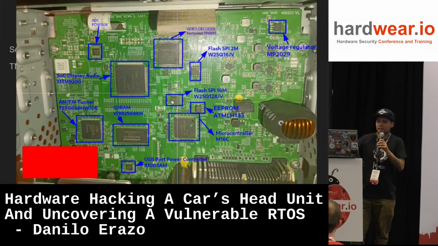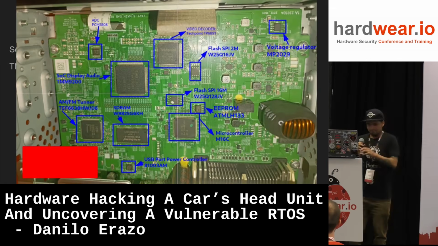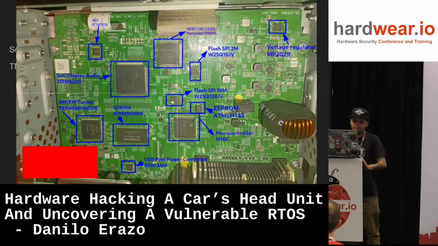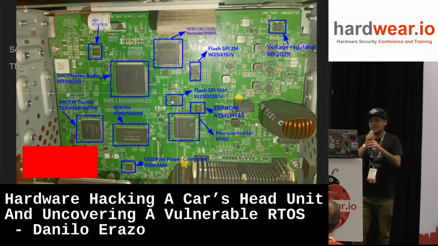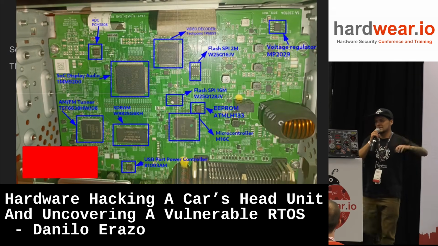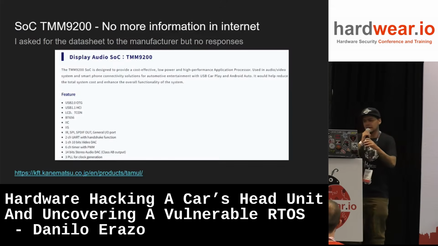Okay, here we have many chips, but the main chip, the system on a chip, is the TMM9200. After that, the firmware is saved in the flash WB25Q128JB. Also, we have an EEPROM, and another flash. It's also interesting to see the CAN microcontroller, the M16C. There are more cheap chips, but these are the principal ones.